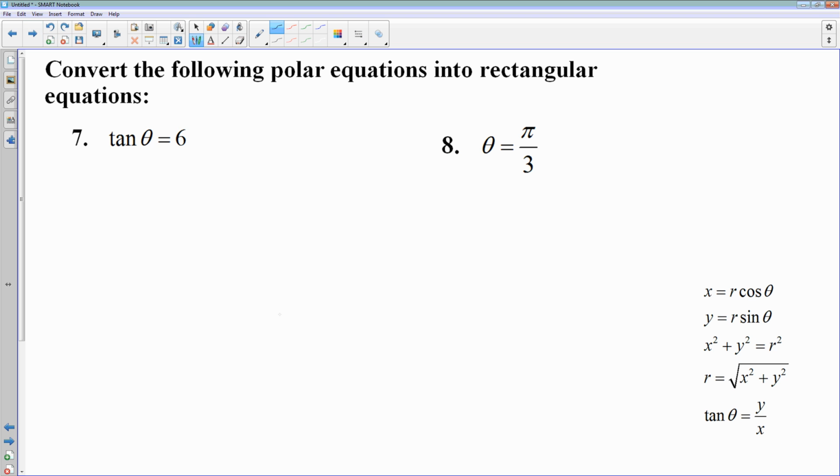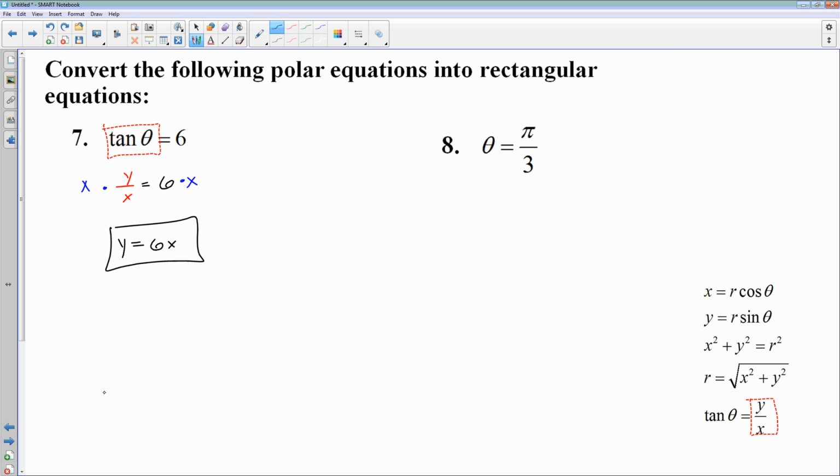So there we go. And I think there were 2 more problems I wanted to do. Tangent theta equals 6. This one's not going to be bad at all because tangent actually shows up in those formulas right here. Tangent theta is equal to y over x. So I'll simply take out the tangent, put in y over x. That equals 6. Then I'll finish by solving for y, by multiplying both sides by x. And you get the line y equals 6x.